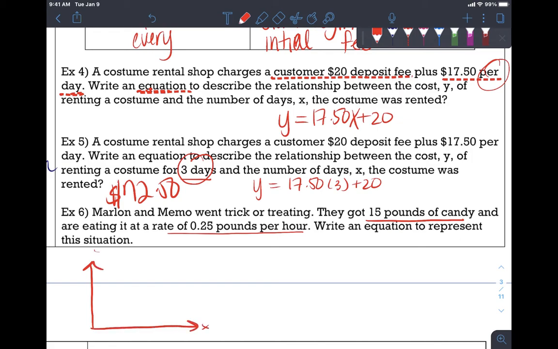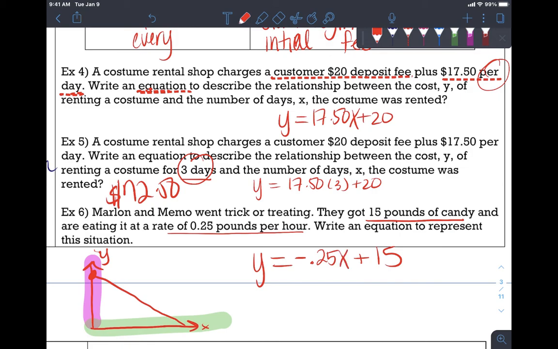here's my x-axis, y-axis. They said they started at 15 pounds. So that's up here somewhere, right? And they're eating it at a quarter of a pound every day. So my graph looks like this. It should have a negative slope. Started off with 15, but I'm getting rid of a quarter of a pound every day. Here's my equation.